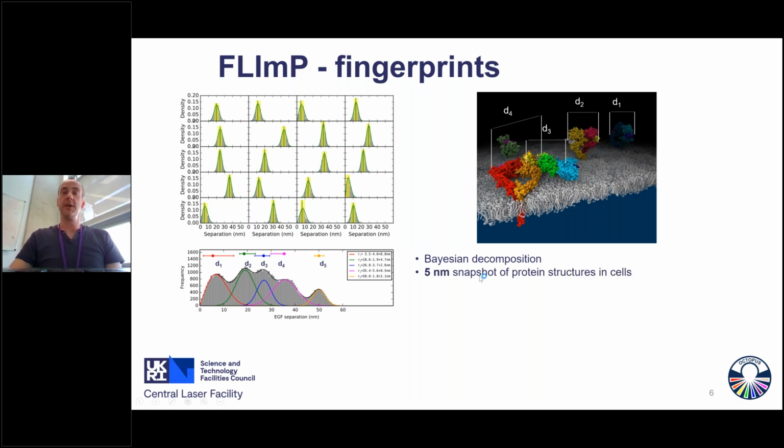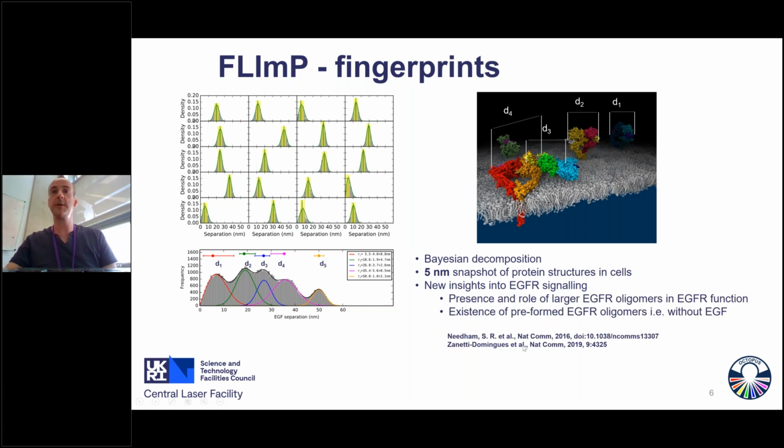And so our first 2 major papers where we applied FLImP were from 2016 to 2019. We applied this method, and essentially we were able to already gain new insights into epidermal growth factor signaling from our 5 nanometer resolution snapshots of the signatures. In particular, we demonstrated the presence and the role of the larger EGFR oligomers in EGFR function, and also the existence of preformed EGFR oligomers, so the presence of oligomers even without ligand.